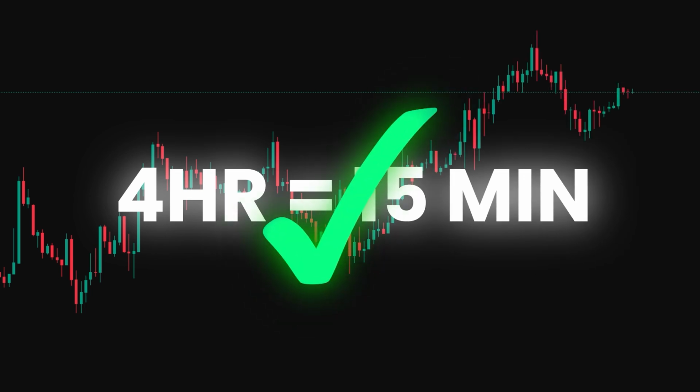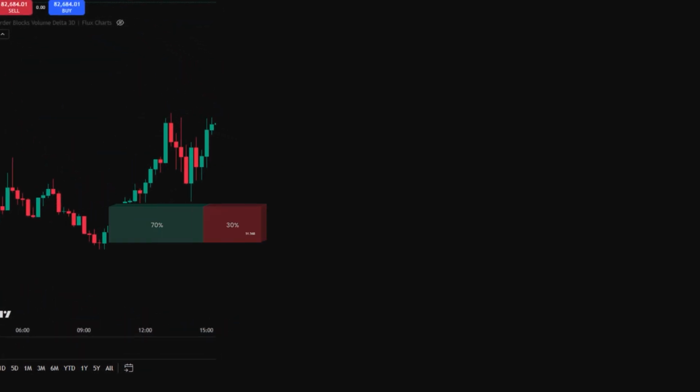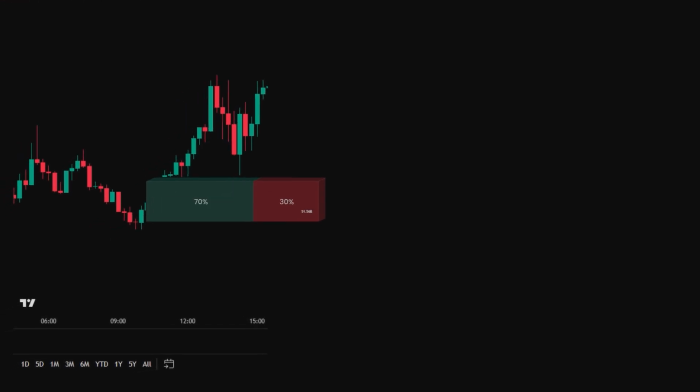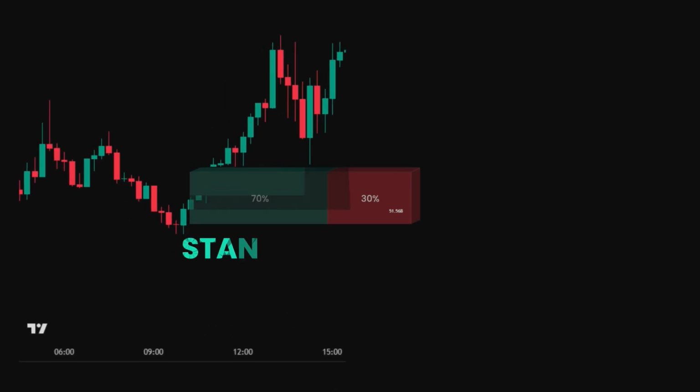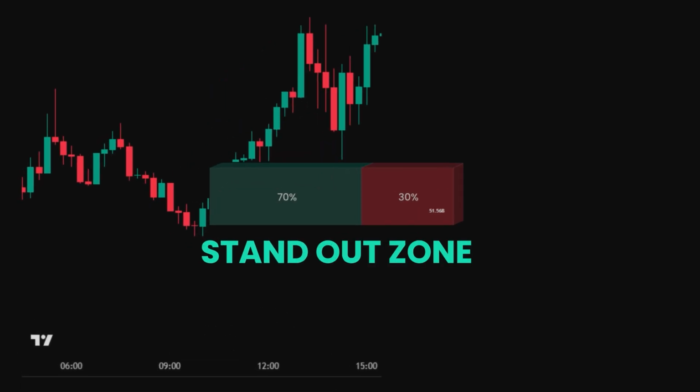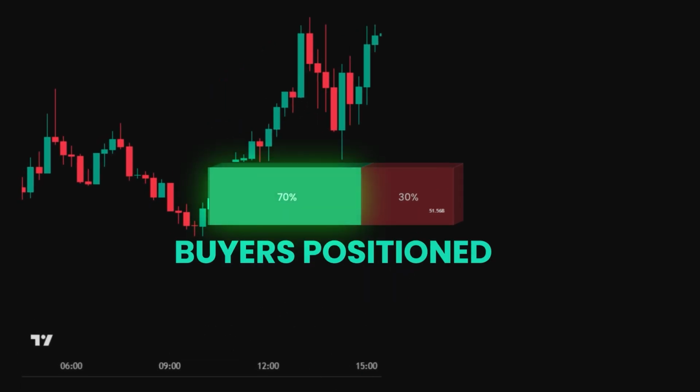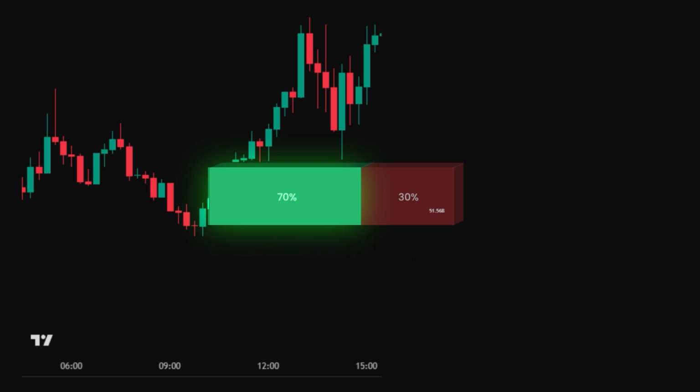With alignment confirmed, find the bullish order block on the 15-minute that is closest to current price and has the highest buying percentage inside it. That combination, proximity and participation, is what makes one zone stand out over another. Higher participation means buyers were genuinely positioned there, which increases the probability they will defend it on a return visit.